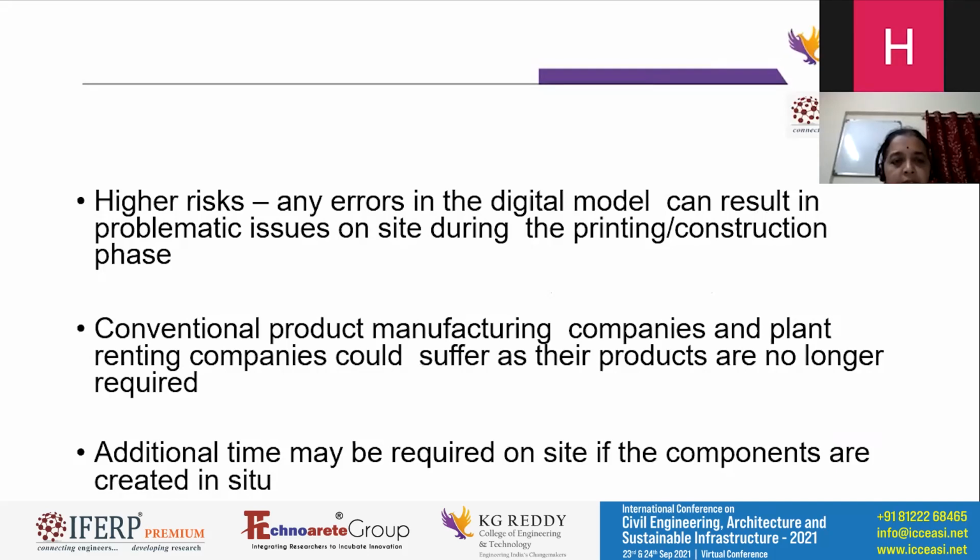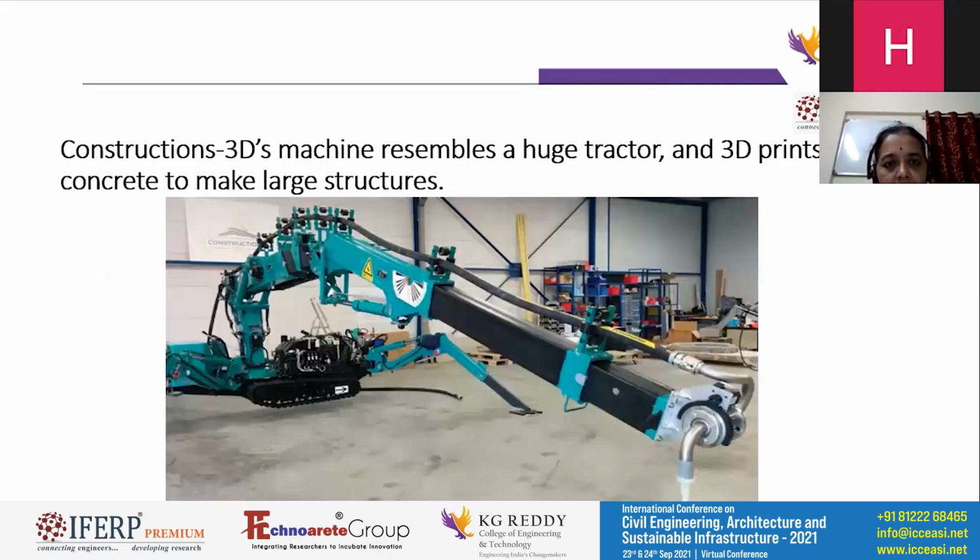Again, high risk. We first save the digital format and that is converted into the 3D format. So any error in the digital model can result in problematic issues on the site during the printing construction phase. Then the conventional product manufacturing companies and the plant retaining companies could suffer as their products are no longer required. And additional time may be required on the site if the components are created in situ. So these are the few drawbacks or disadvantages of 3D printing.